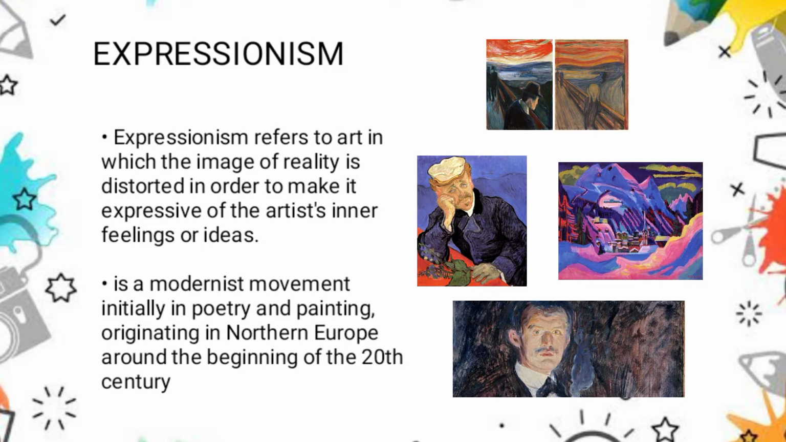Expressionism is a modernist movement initially in poetry and painting, originating in Northern Europe around the beginning of the 20th century. It has a goal to present the world solely from a subjective perspective, distorting it radically for emotional effect in order to evoke moods or ideas. And like what I have said earlier, the expressionist artist seeks to express the meaning of emotional experience rather than physical reality.